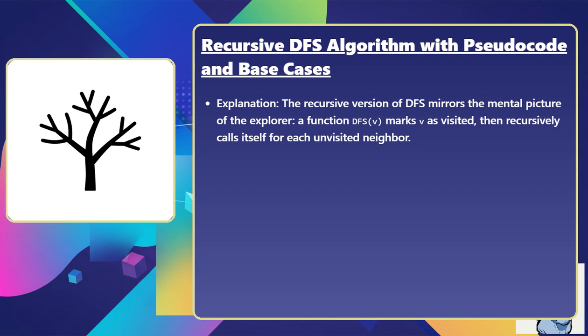Explanation: the recursive version of depth-first search mirrors the mental picture of the explorer. A function DFS(v) marks v as visited, then recursively calls itself for each unvisited neighbor. The pseudocode is: DFS-recursive(G, v): visited[v] becomes true; for each u in edges(G, v): if not visited[u], then DFS-recursive(G, u).